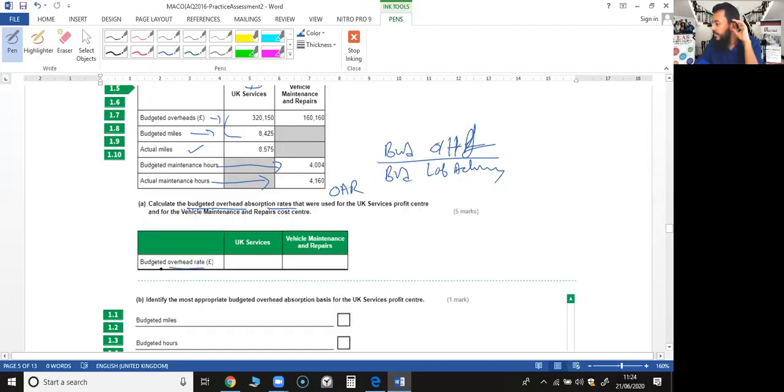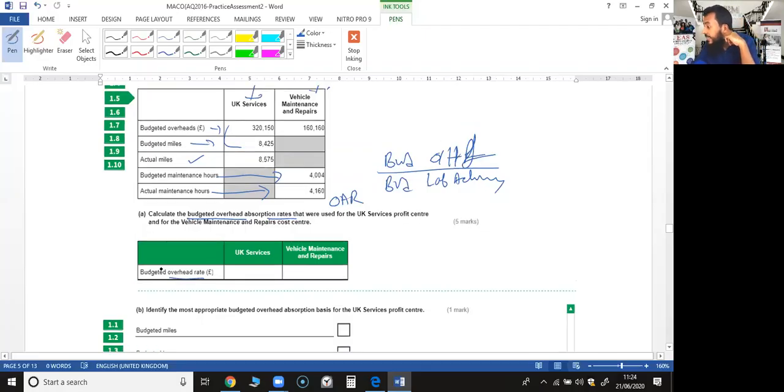Budgeted money is given. Excellent, Nadia. Thank you. I'm taking your answer. Budgeted overhead here is 320150 for UK, divided by budgeted miles, which are 8425. That is 38 for UK. Budgeted money divided by budgeted level of activity.